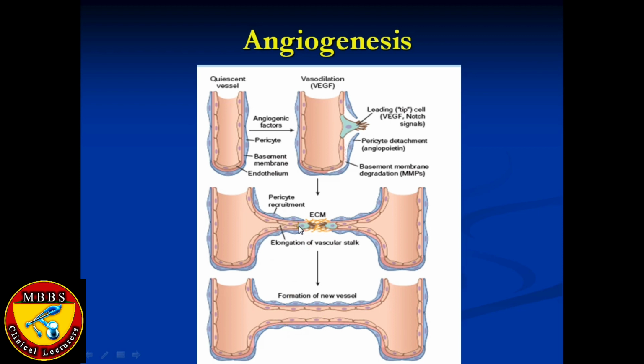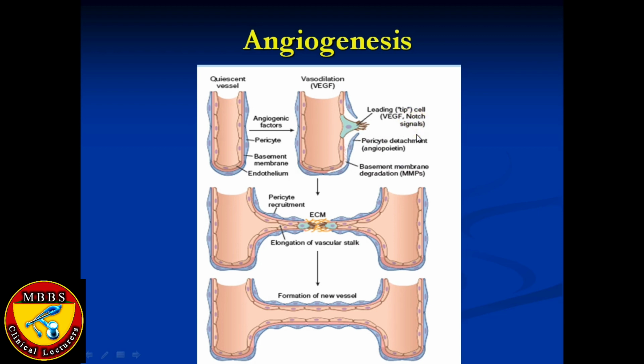During this process, another feature is taking place, and that is the laying down of the basement membrane and recruitment of the pericytes in order to strengthen the blood vessel. This sprouting cell is made to elongate or move forward by the action of MMPs, the matrix metalloproteinases, which break up the basement membrane, and angiopoietin, which loosens up the pericytes, and hence they are able to migrate and move forward. Another thing that has its contribution here is the notch signaling pathway.